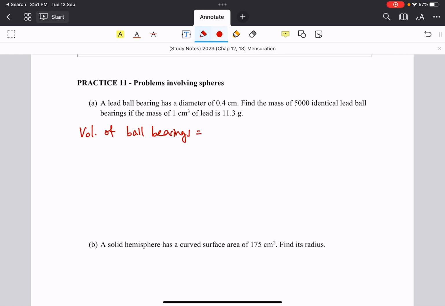equals 4/3 pi r cubed. Take note, sometimes the question gives us the diameter. You need to be aware of this and realize that the radius is half of that. So it's 0.2 to the power 3. And there are 5,000 of these lead balls. You work this out, it'll be 167.5516, etc. Okay, so we have the volume.